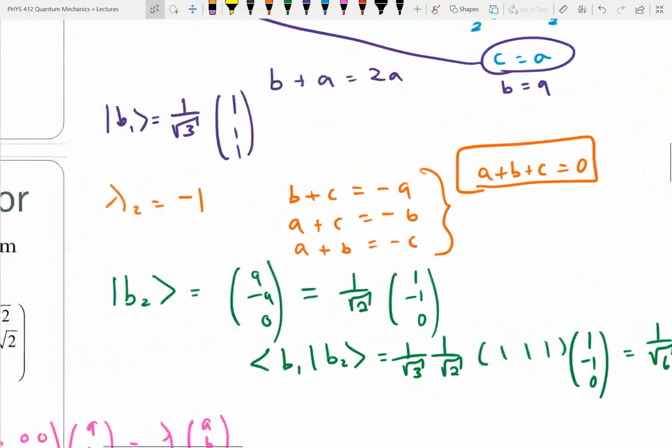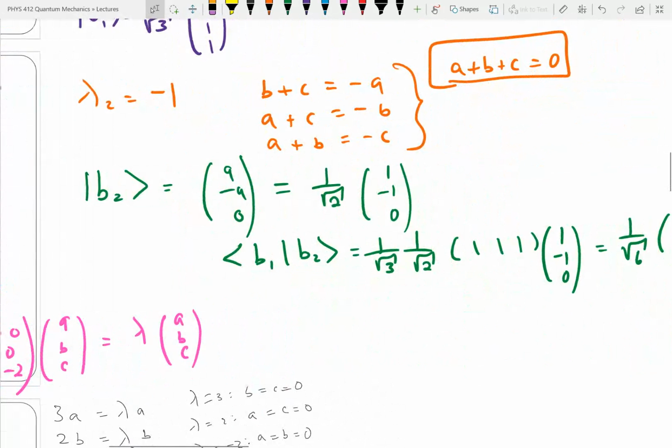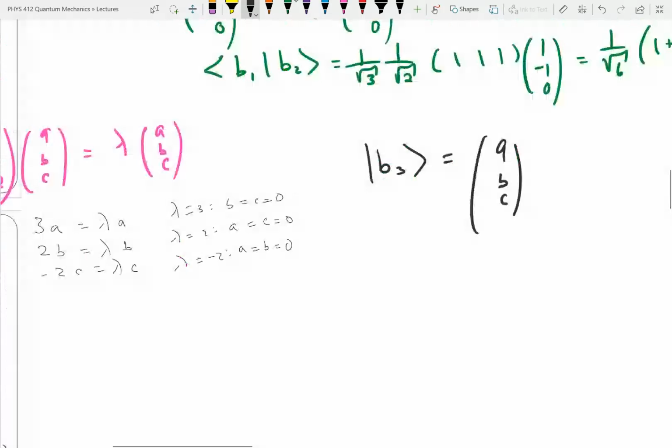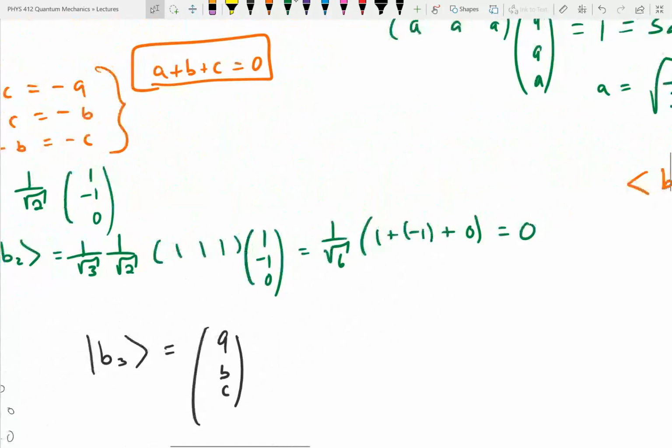Okay, so now we found B1 and B2. What are we going to do for B3? Make up something else. We're going to have to make up something else, that's right. But that something else is more constrained because it has to be orthogonal to both B1 and B2. So now I can say B3 is equal to A, B, C.